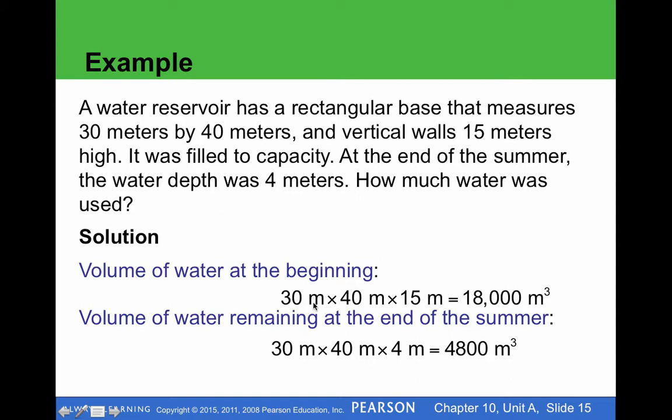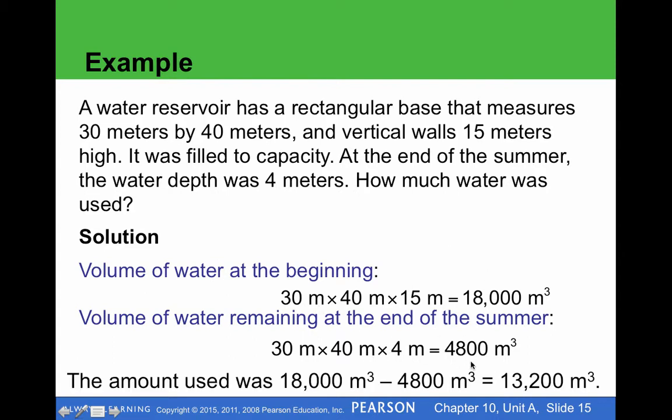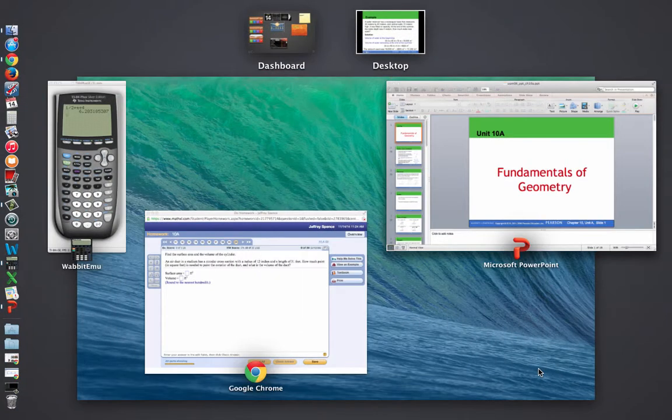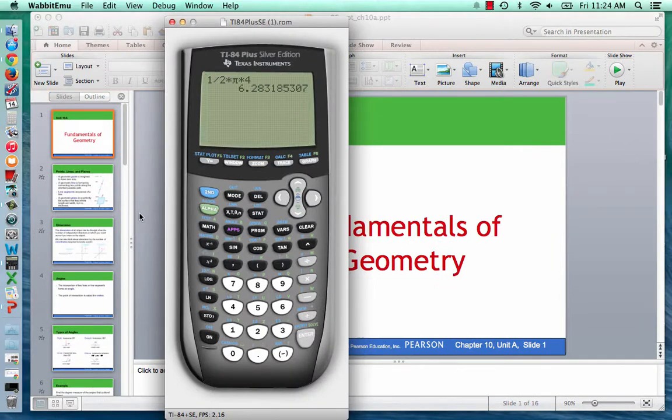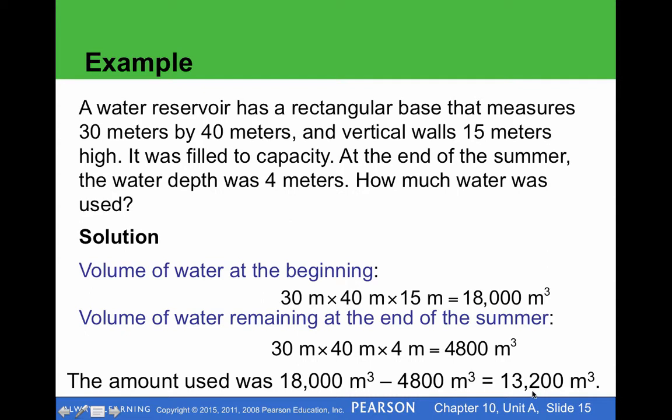Oh, they're going to do it this way. Okay, they're going to find the total volume at the beginning and then the water remaining at the end, and then subtract these two. So the amount used was this difference. If we did 30 times 40 times 11, it would be this answer. I'll show you. 30 times 40 times 11 is how much we used, and that's the 13,200 meters cubed that they used.